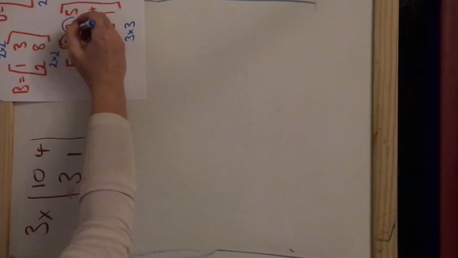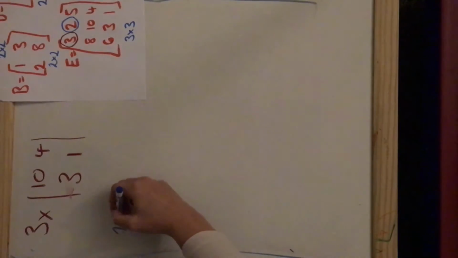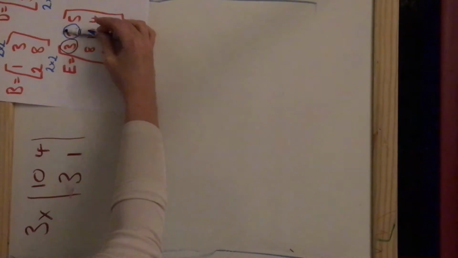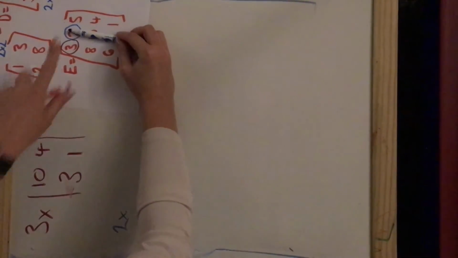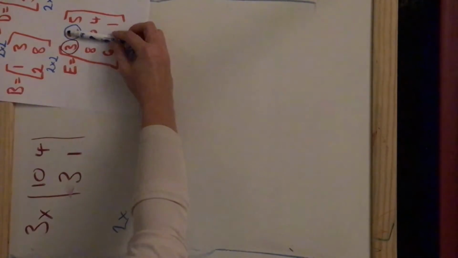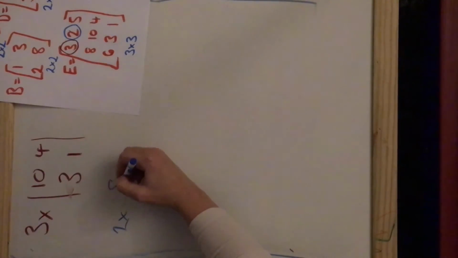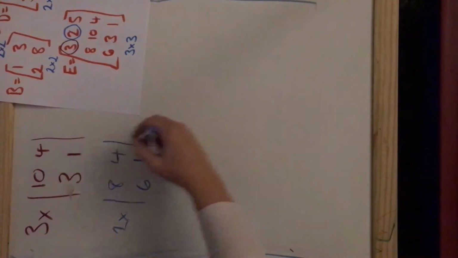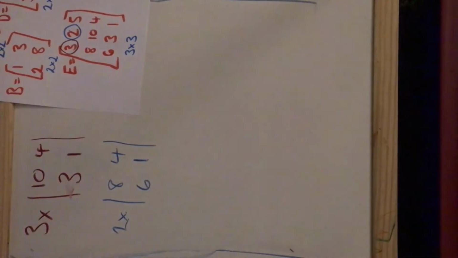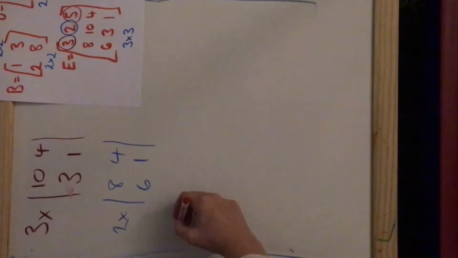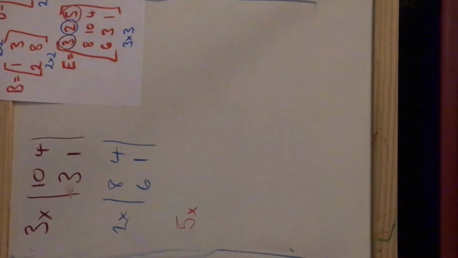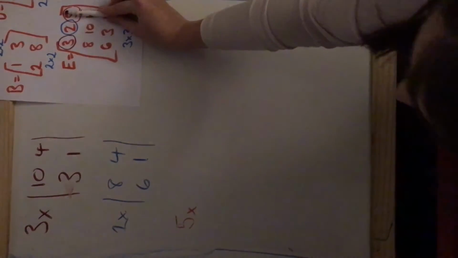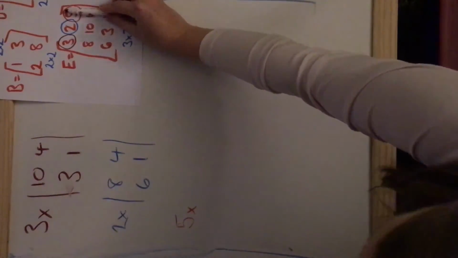And then again for 2, we would have 2 multiplied, so then we cover up this middle column and the top row, so that leaves us with 8, 4, 6 and 1. And then again for the 5, we would cover up that top row and this end column. So we're then left with 8, 10, 6 and 3.